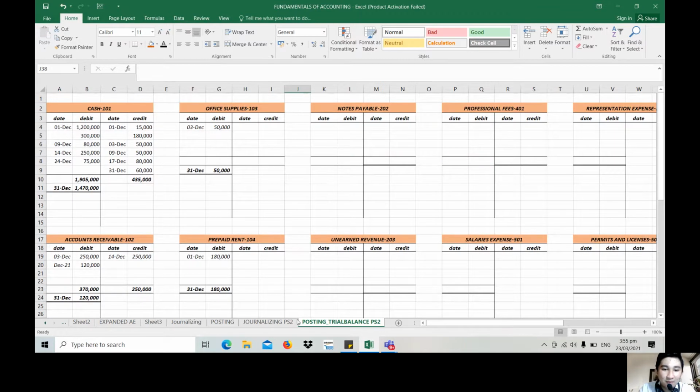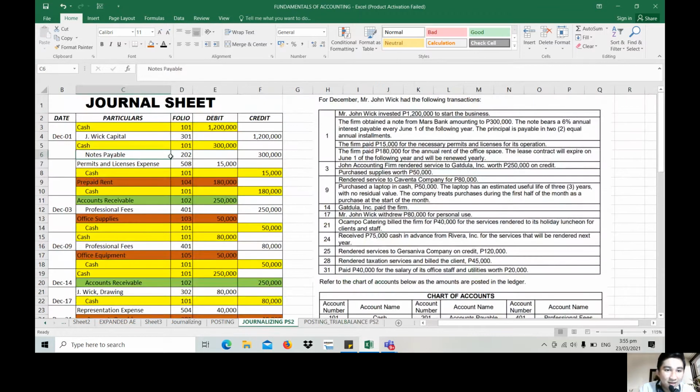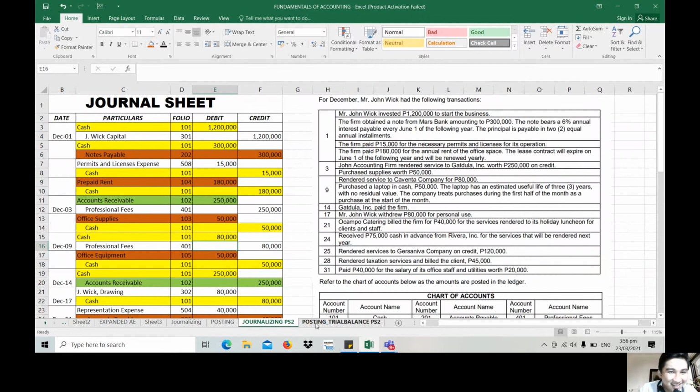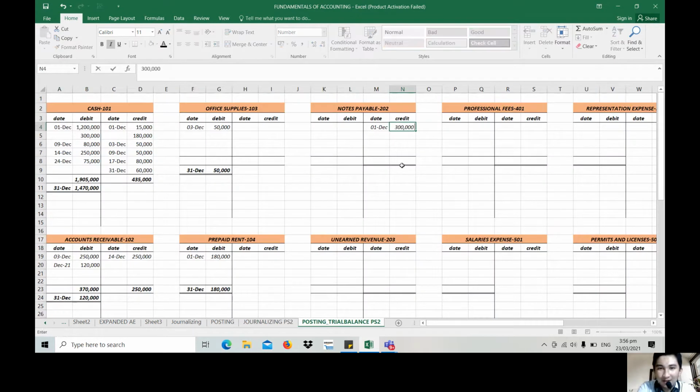Okay? Next tayo, notes payable. May nakita tayong notes kanina. December 1, notes payable. First day of December. Magkano ulit yun? Nakalimutan ko. 300,000 pesos. Ayan, so yan lang naman, hindi pa natin yan nabayaran. So that's it on December 31.